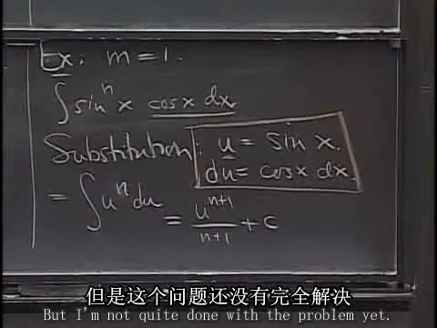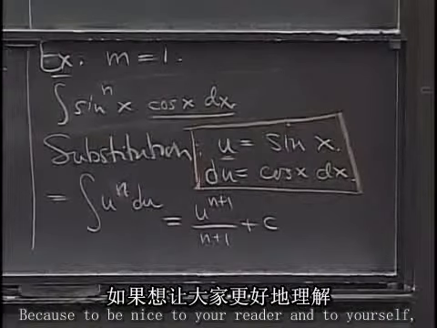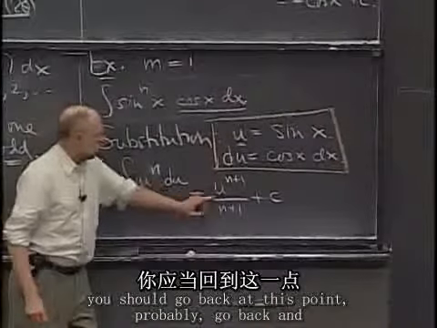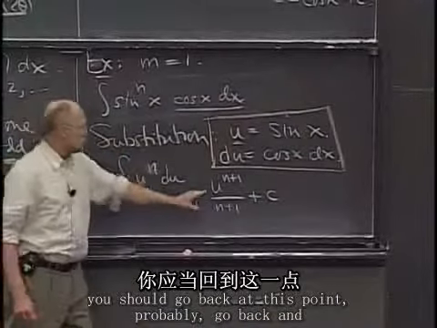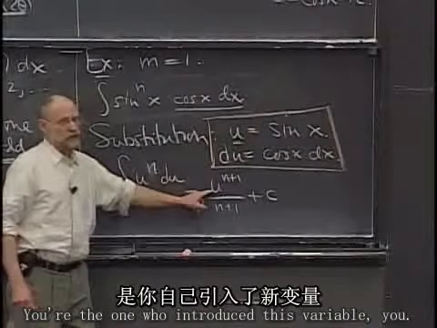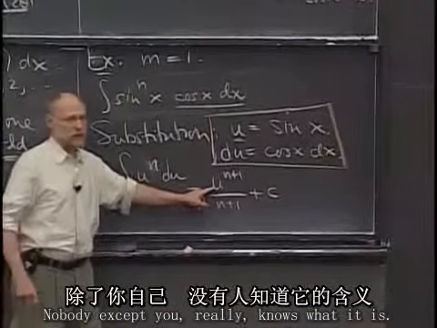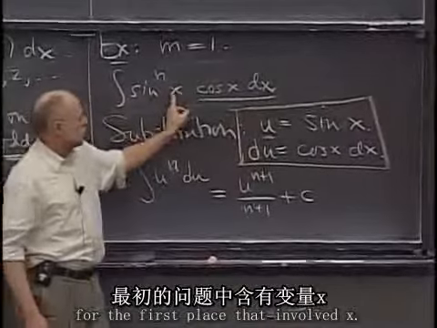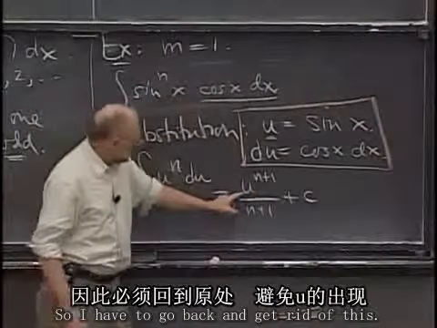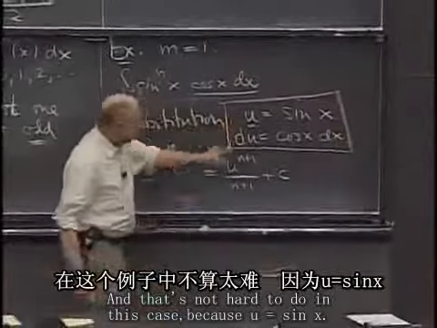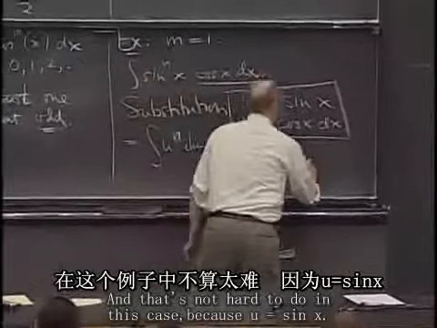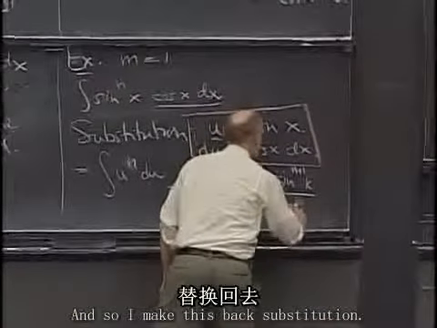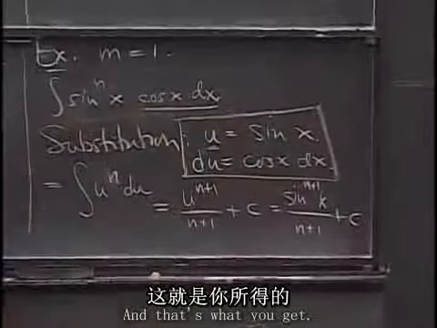But I'm not quite done with the problem yet, because to be nice to your reader and to yourself, you should probably go back and get rid of this new variable that you introduced. You're the one who introduced this variable u. Nobody except you really knows what it is, right? But the rest of the world knows what they asked for in the first place. That involved x. So I have to go back and get rid of this, and that's not hard to do in this case because u is the sine of x. And so I make this back substitution, and that's what you get. So there's the answer.